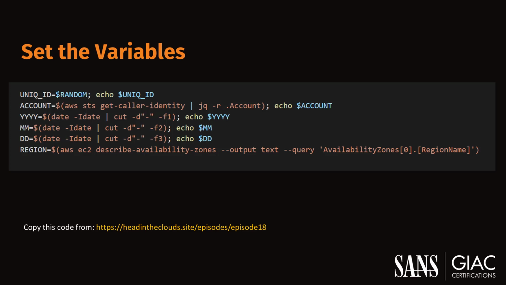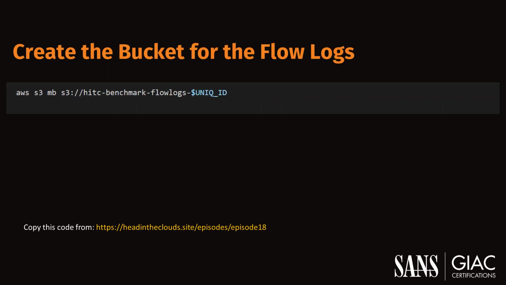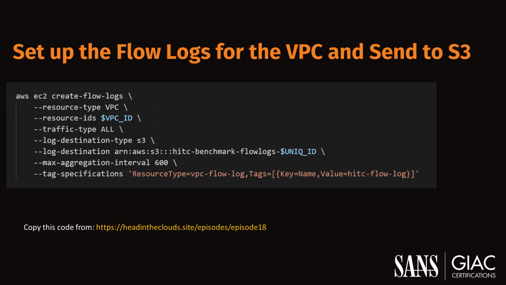Next, we'll create a variety of helper commands. To get the VPC ID of the VPC that is named HITC-VPC, we can use this. Next, we need to create an S3 bucket to receive our flow logs. Our next task is to make sure that we have the command to set the flow logs for the VPC and to send them to the S3 bucket.